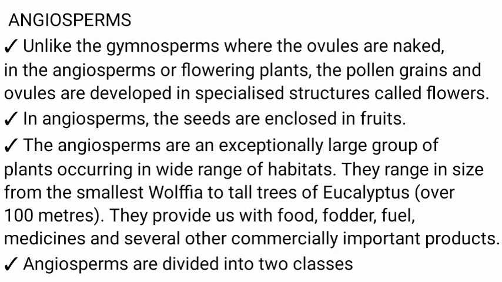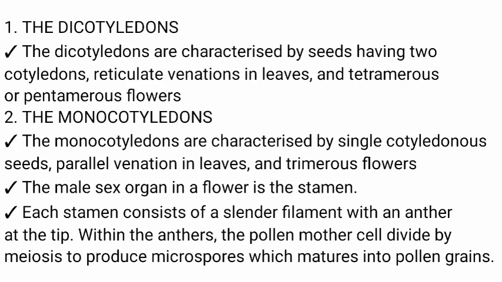Angiosperms are divided into two classes. The very first one, the dicotyledonous plants. The second one, the monocotyledonous plants. The dicotyledons are characterized by seeds having two cotyledons, reticulate venation in leaves, and tetramerous or pentamerous flowers. The monocotyledons are characterized by single cotyledonous seeds, parallel venation in leaves, and trimerous flowers.